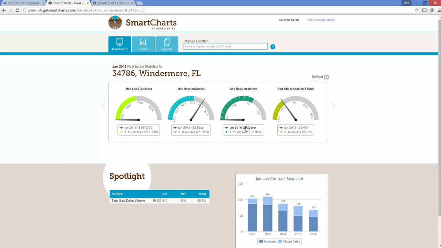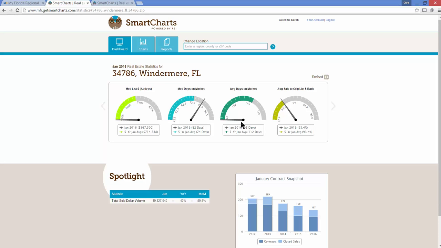So let's just pretend a scenario. We have one property that was on the market for 10 days. One property was on the market for 20 days. One property was on the market for 80 days. So if I were to take a median, I would simply line those numbers up, 10, 20, and 80, and choose the one that falls in the middle, in this case 20. So my median days on market was 20.